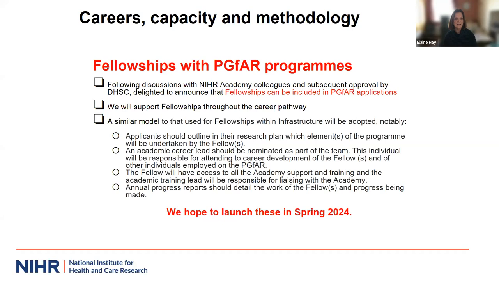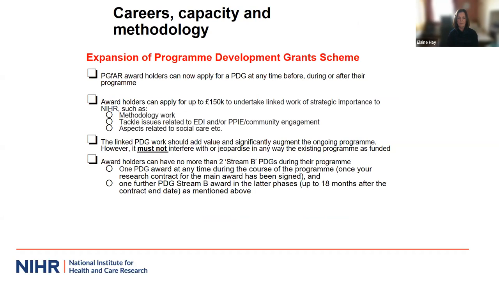The other thing I mentioned at the beginning was that we have expanded further the programme development grant scheme. You can now apply for what we're calling a Stream B programme development grant at any stage during the running of your programme. The reason for doing this is that often when you're in the middle of your programme, other research ideas come up that you maybe hadn't anticipated when you started your research. So you can now apply for £150,000 up to 2 years to do some add-on, slightly risky, slightly off the wall, different research that is linked to your programme.